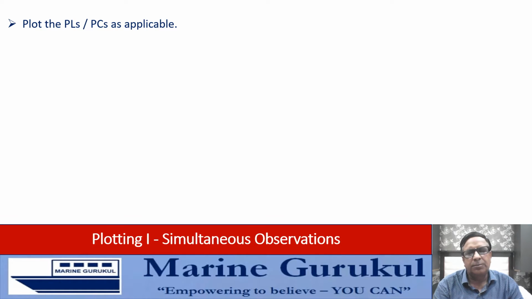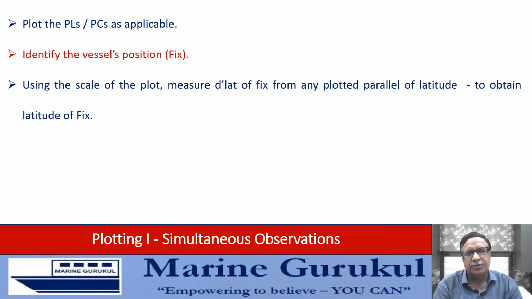Now, once the positions through which the PLs have to be drawn, or the centers of the position circles, have been identified, PLs and PCs can be plotted. As they are simultaneous observations, the intersection shall give us the fix. Now, using the scale of the plot, the d lat of the fixed position can be measured from any of the parallels plotted in our plot, and that d lat can be applied to the latitude of the parallel from where it is measured, and that shall give us the latitude of the fix.